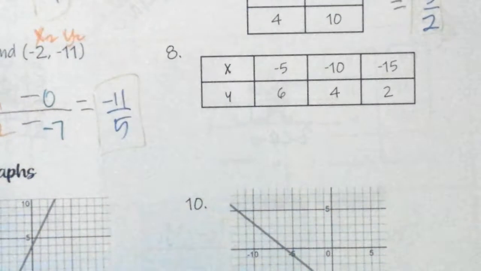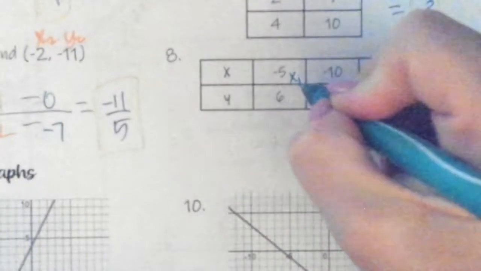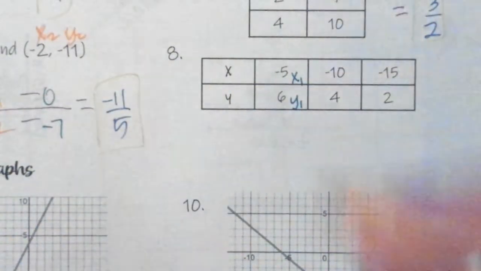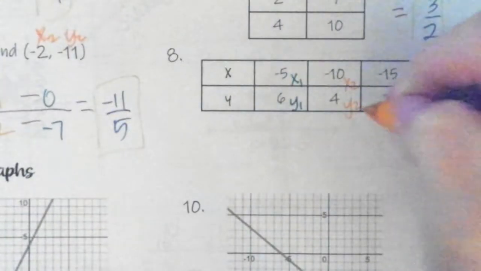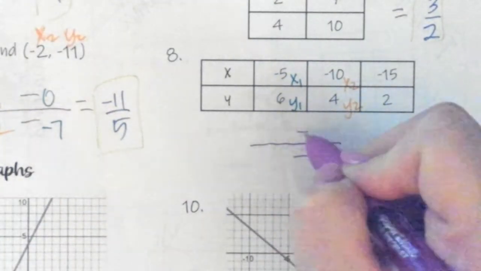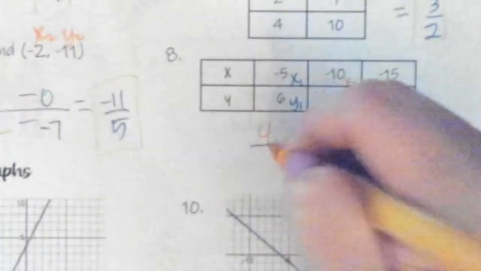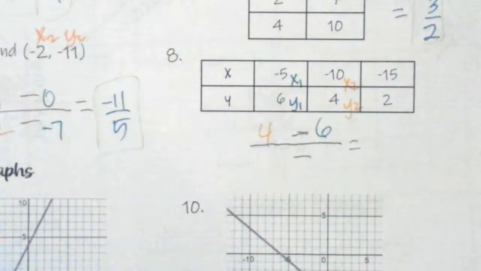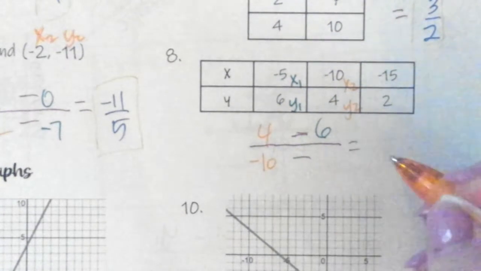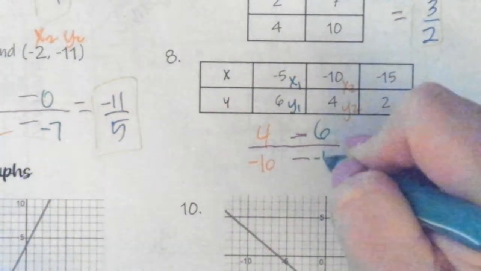In the table, same thing over and over. This would be x1, y1, x2, y2. Set it up. Fill it in. We've got 4 minus 6, negative 10, minus negative 5.